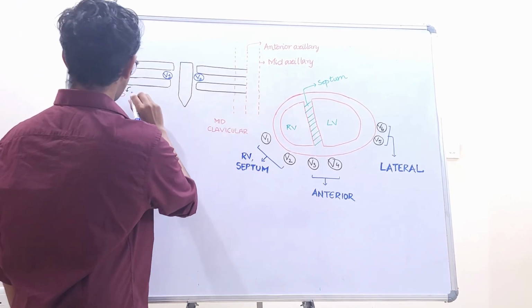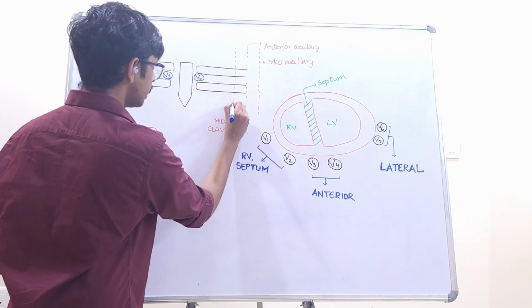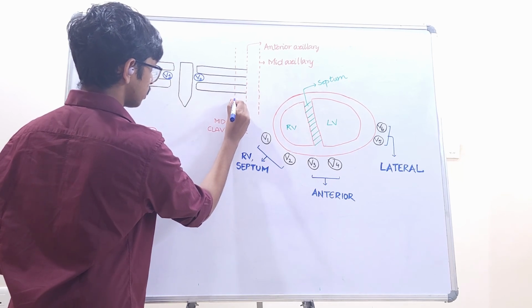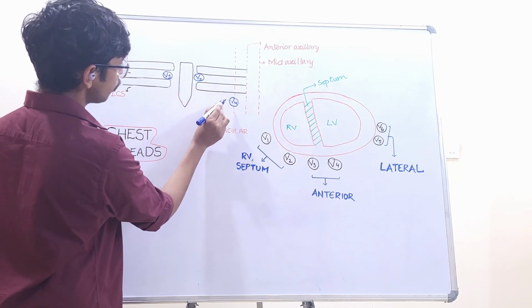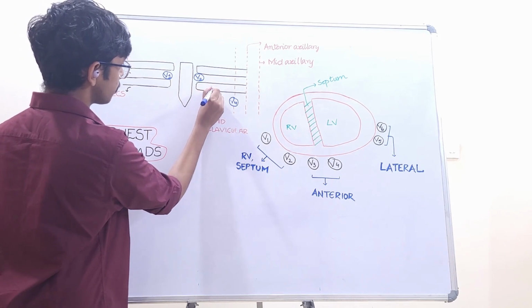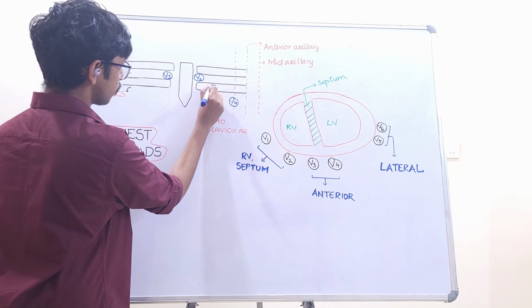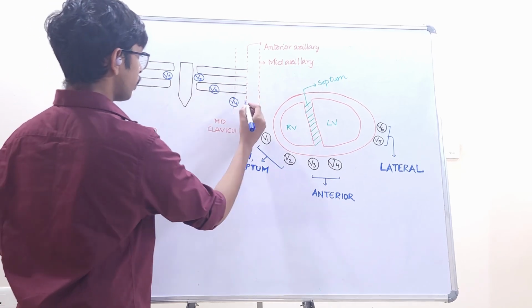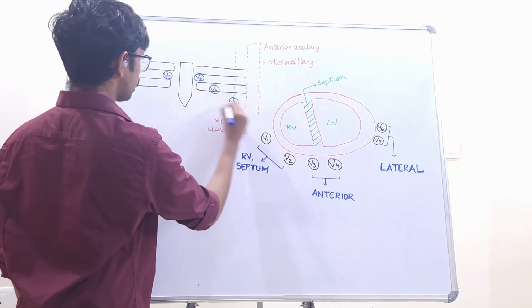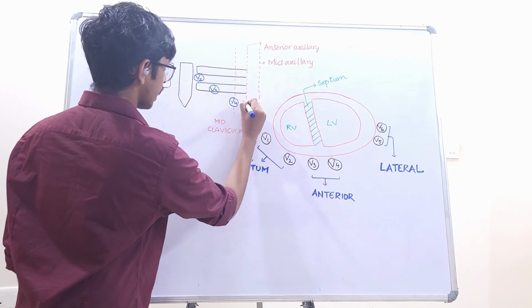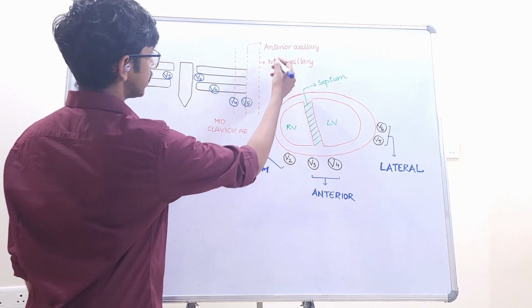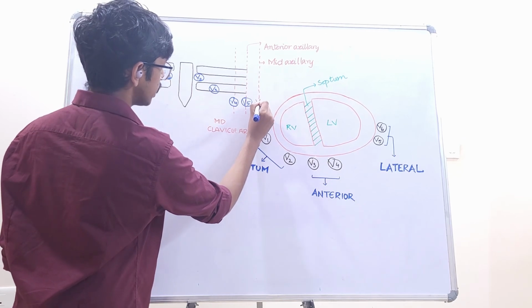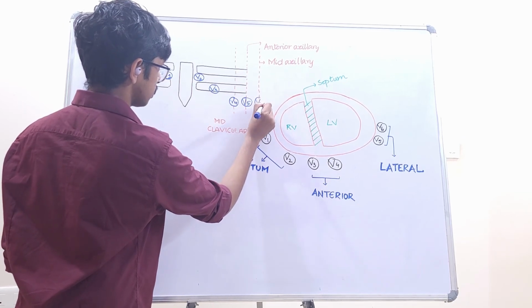V4 is kept in the fifth intercostal space on the mid clavicular line. V3 is kept at the midpoint of V2 and V4, exactly at the midpoint of V2 and V4. V5 is kept in the fifth intercostal space in the anterior axillary line. And finally, the sixth chest lead is kept in the mid axillary line in the fifth intercostal space.